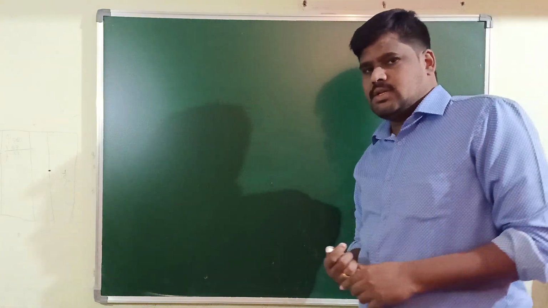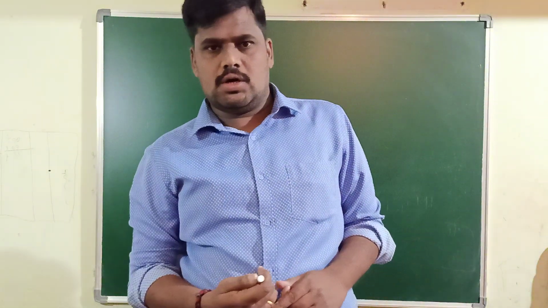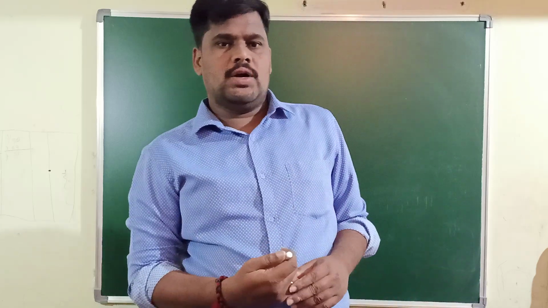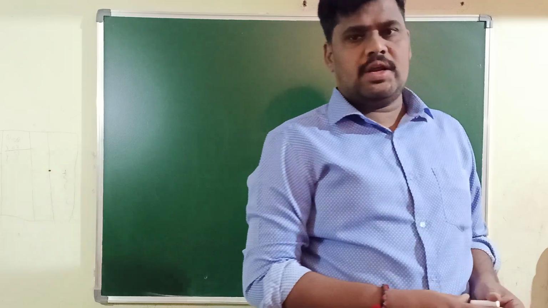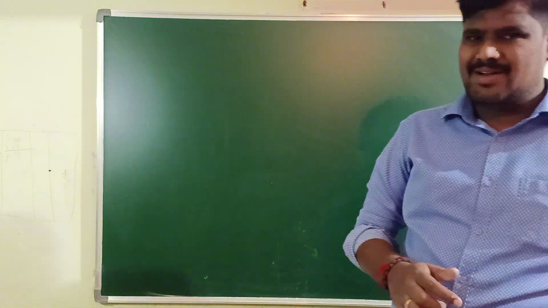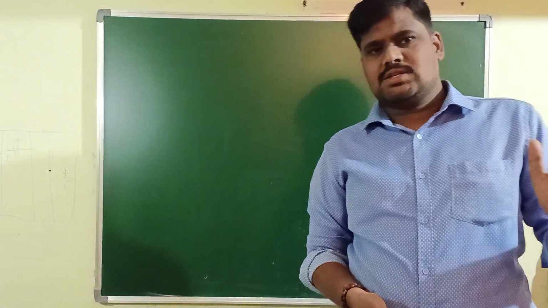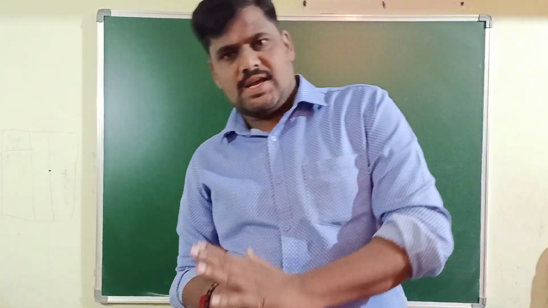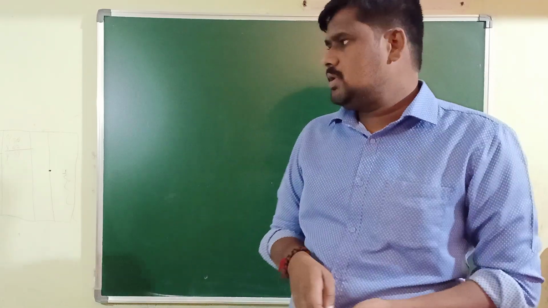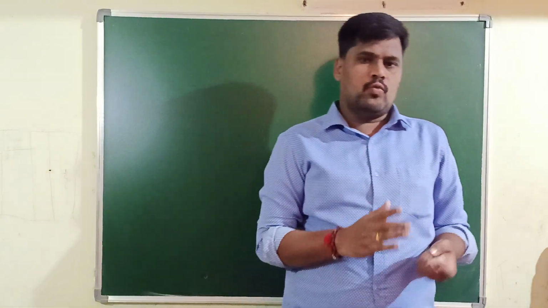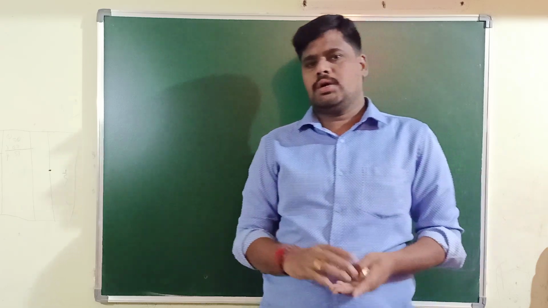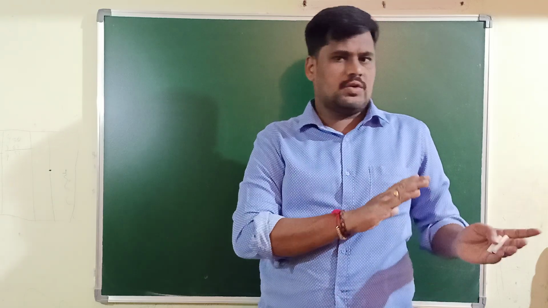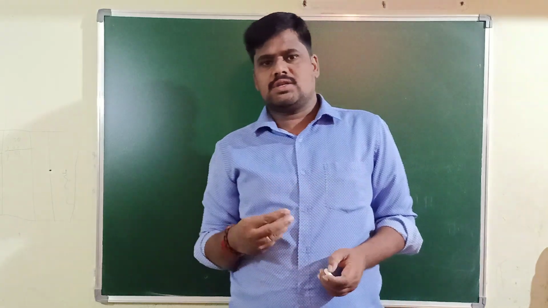So we are discussing the second application of dimensions, in which we are converting the unit of a physical quantity from one system to another. In the last class we converted the unit of force from SI system to CGS system. That is, we proved 1 Newton is equal to 10 power 5 dyne. So that was the conversion we completed in the last class.